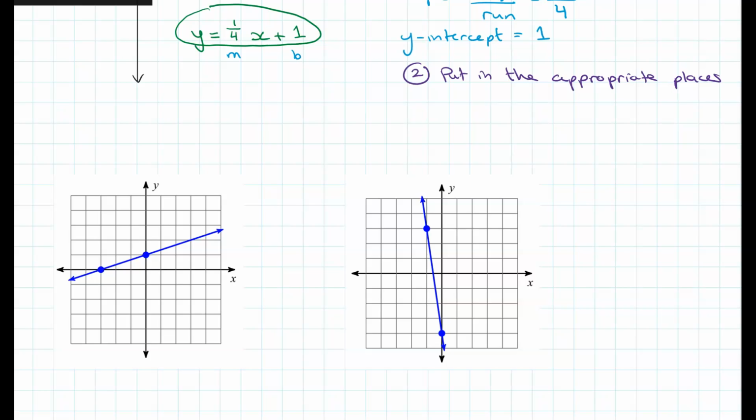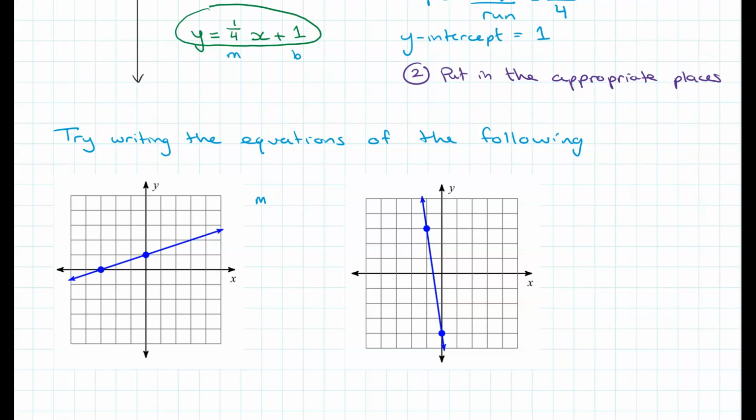Okay, I'm going to try a couple more here. So we're going to try writing the equations of the following relations. I'm going to look for the one on the left first. This one has a slope of 1 over 3, rise of 1, run of 3, and it has a y-intercept of plus 1. So this is going to be y equals 1 over 3x plus 1.